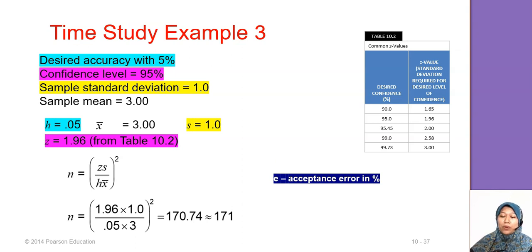When you have more than one task or element involved, you will use this formula. Usually H times X bar is replaced by E. E is the acceptable error, which is always given by the question.